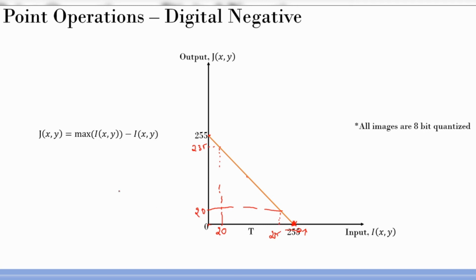And the expression for this is this one. I of xy is the input image, so J of xy is nothing but the max of I of xy, which is 255 or whatever the maximum intensity in I of xy is, minus I of xy. That's what you do, right? So everything will be inverted. Basically your low value gets mapped to high value, and high value gets mapped to low value. Again, the assumption in this particular transfer function is an 8-bit unsigned image.